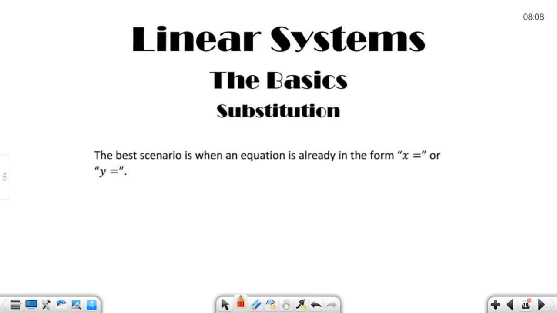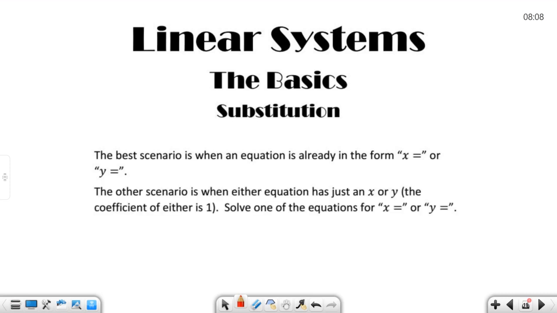For substitution, the best case scenario is when an equation is already in the form x equals or y equals, with the same variable not on the other side. X equals something that doesn't have x in it. Y equals something that doesn't have y in it. That's the easiest, best scenario.